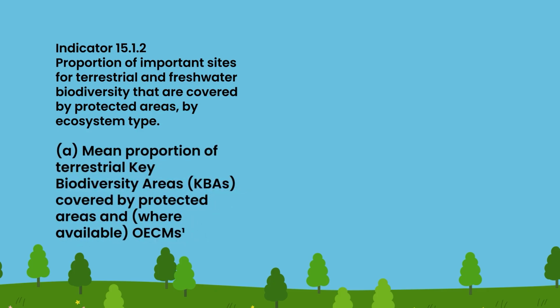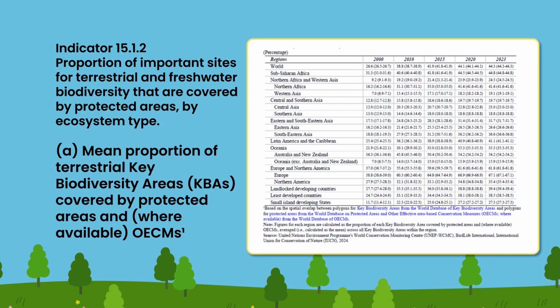The second indicator is the mean proportion of terrestrial key biodiversity areas covered by protected areas. Here also you will find globally we are going well, from 26.6 in 2000 to 44.3 in 2023. Here we will find regional data as well. So, looking globally at the mean proportion of terrestrial key biodiversity areas covered by protected areas, we are going well.